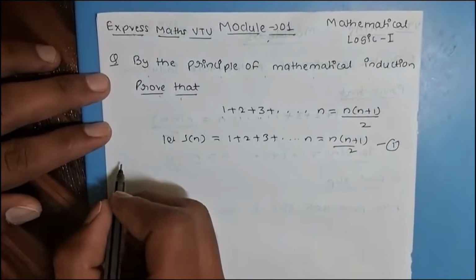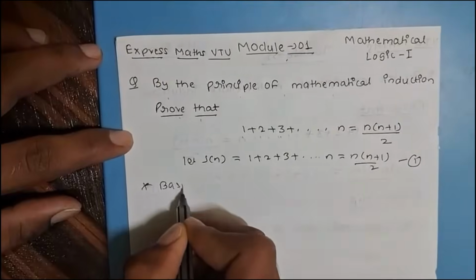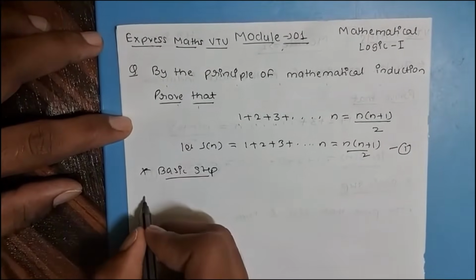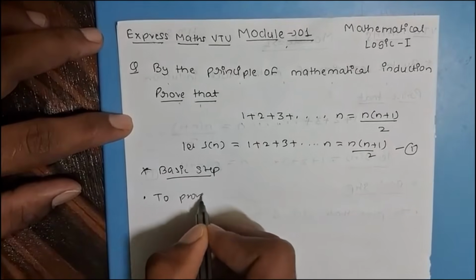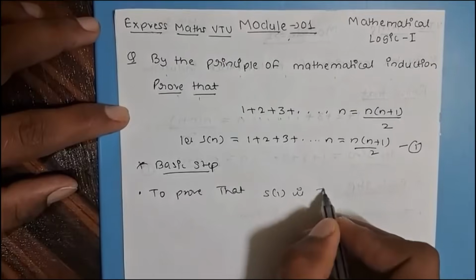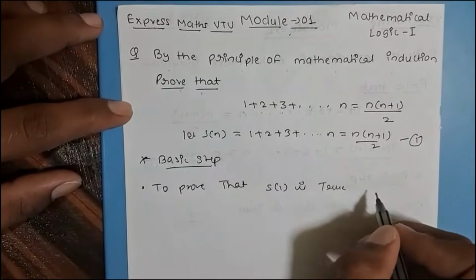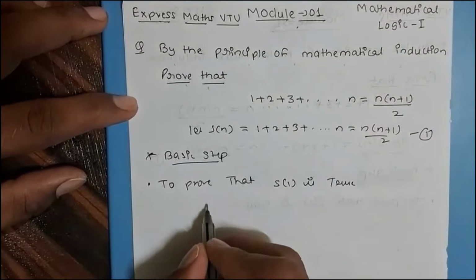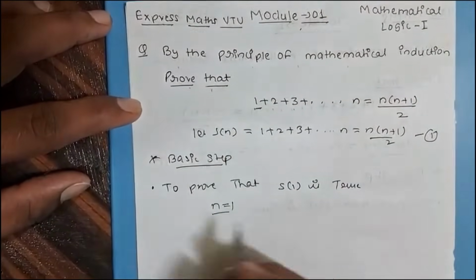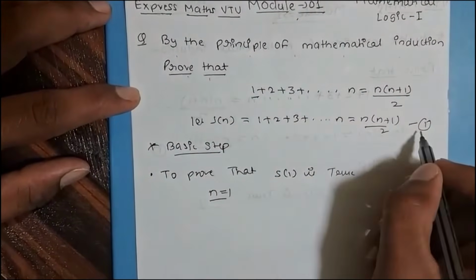So first we are going to go for the basic step. So what is basic step? First is to prove that S(1) is true. It means in equation first, we have to put the value of n equals to 1, because the initial value of the equation is 1. So we have to put the value of n in this equation first.